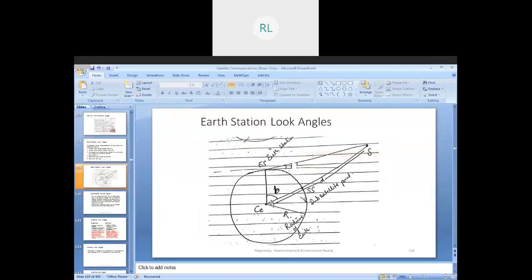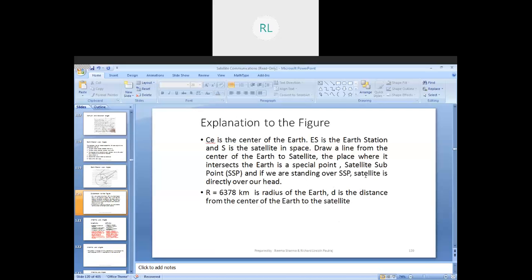So from the center of the earth to the satellite, that is denoted by another letter called d, distance from the center of the earth to the satellite. Now d is actually not from the circumference, it's actually from the center of the earth. Sub satellite point is actually from the circumference.